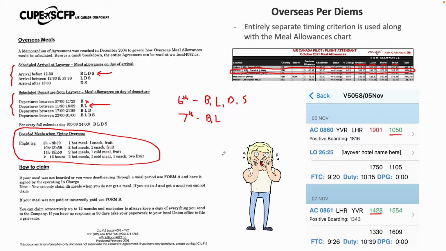And that means for this entire pairing, as far as meal allowances are concerned, there should be 2 breakfasts, 2 lunches, 1 dinner, and 1 snack paid out, all at the London Heathrow rate. And if that is not showing in the flight summary under crew cycle expenses, an e-claim should be filed for the relative amounts missing, and those will be paid out to you on your next paycheck.